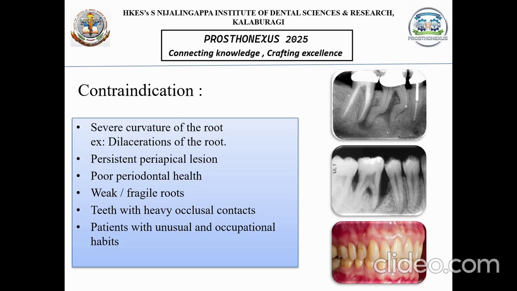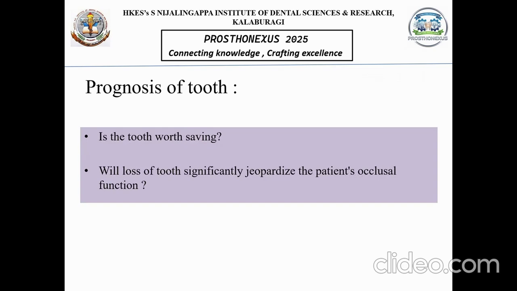Contraindications are when we have severe curvature of the root, dilacerations of the root, persistent periapical lesions, poor periodontal health, fragile roots, patients with unusual occupational habits, or when the restoration that we are planning has heavy occlusal contacts. Prognosis of the tooth: is the tooth worth saving, or will loss of the tooth significantly jeopardize the patient's occlusal function?